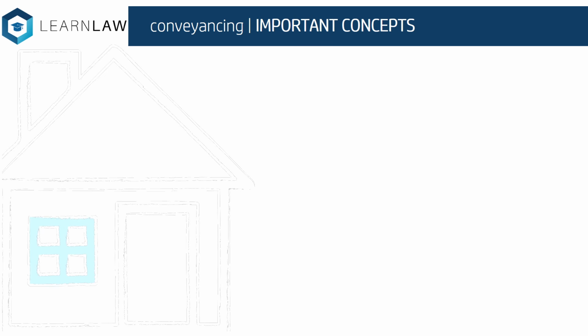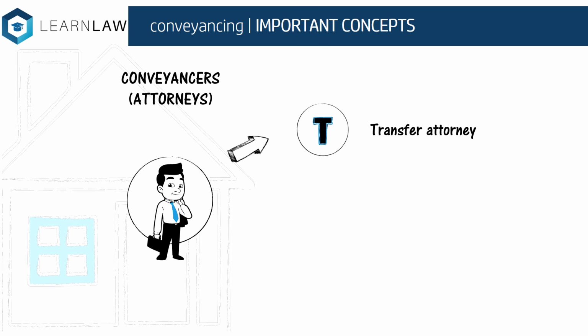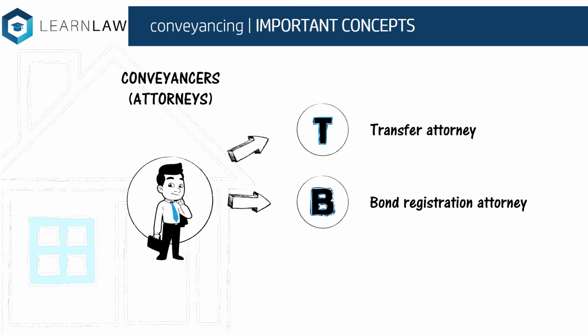Next, we look at the various conveyancers involved in the conveyancing process. The first conveyancer is known as the transfer attorney and attends to the actual transfer of the property from the seller to the purchaser. There will be a transferring attorney in every conveyancing transaction. Where the purchase is financed through loan finance, the financial institution will require the registration of a mortgage bond over the property. This is undertaken by a bond registration attorney.